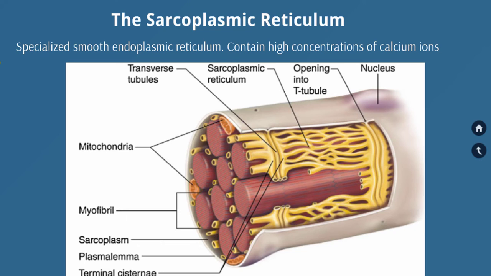The plasma membrane of muscle fibers is called the sarcolemma. The cytoplasm is referred to as sarcoplasm, and the specialized smooth endoplasmic reticulum, which stores, releases, and retrieves calcium ions, is called the sarcoplasmic reticulum. The sarcoplasmic reticulum in this picture has a yellow color.